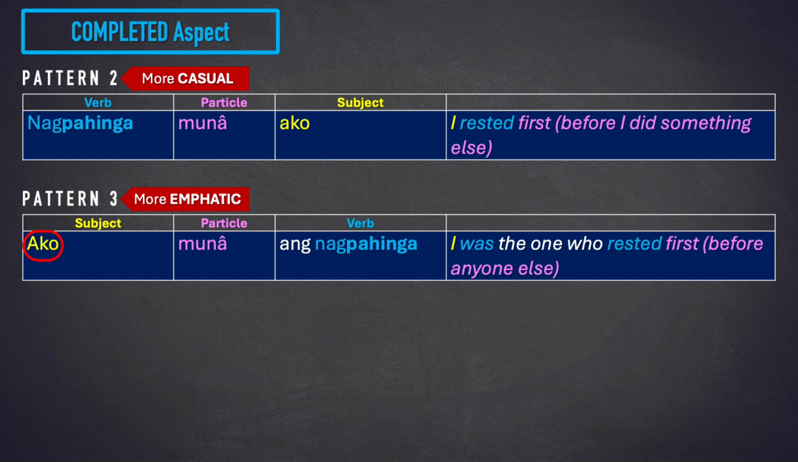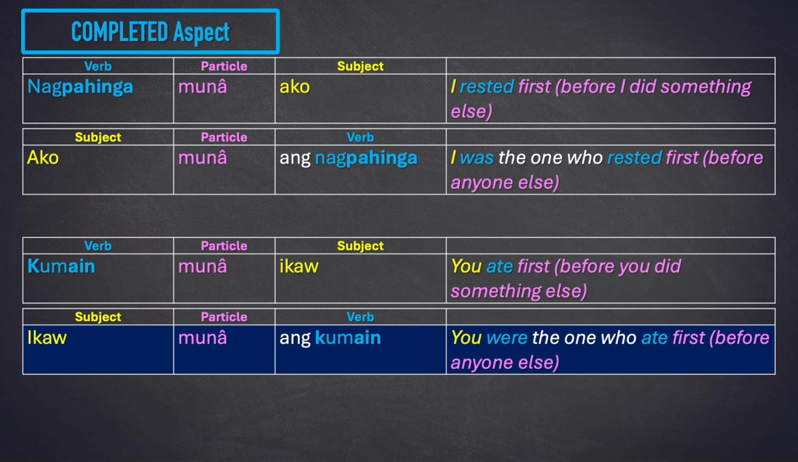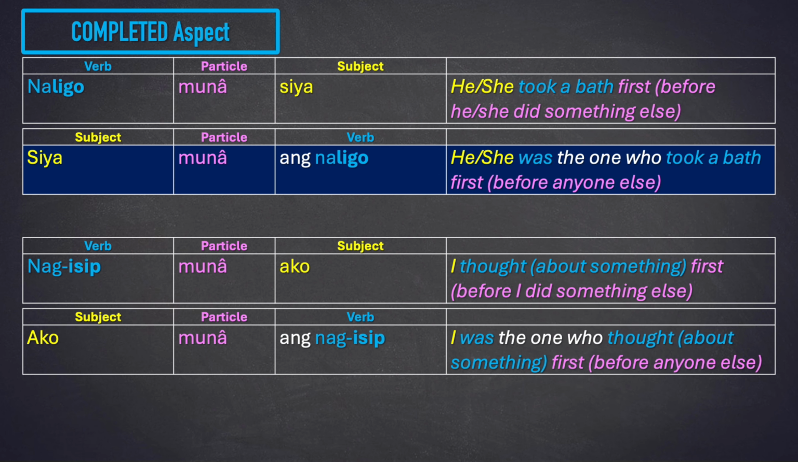Got it? Moving on. Kumain muna ikaw. You ate first before you did something else. Ikaw muna ang kumain. You were the one who ate first before anyone else. Naligo muna siya. He or she took a bath first before he or she did something else. Siya muna ang naligo. He or she was the one who took a bath first before anyone else.